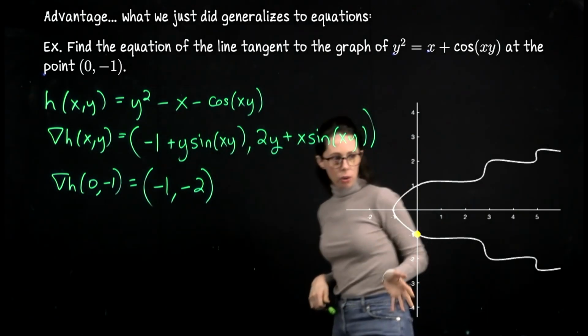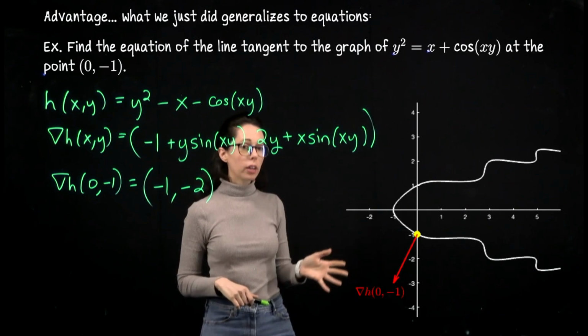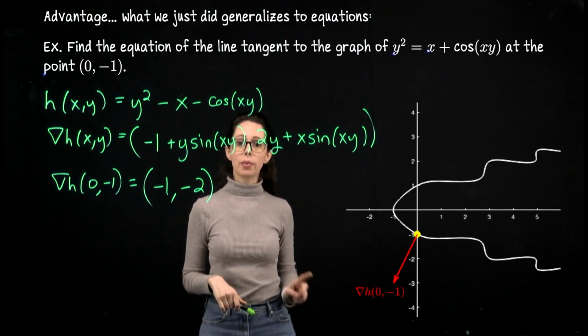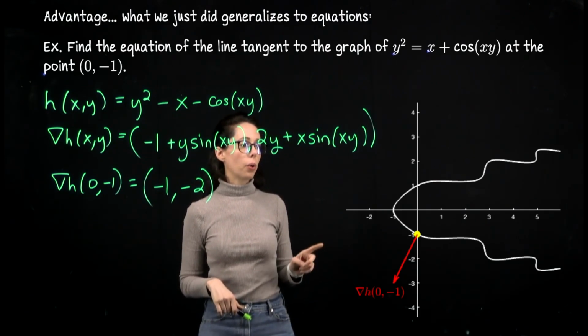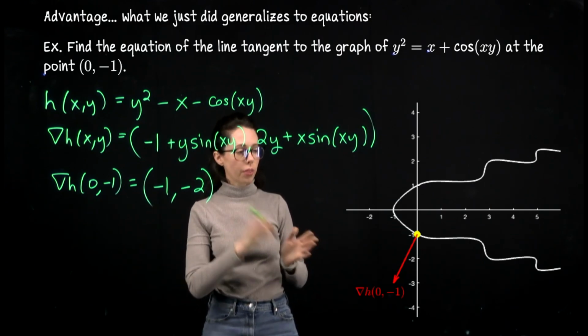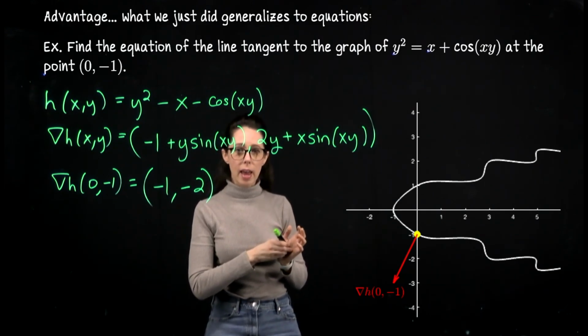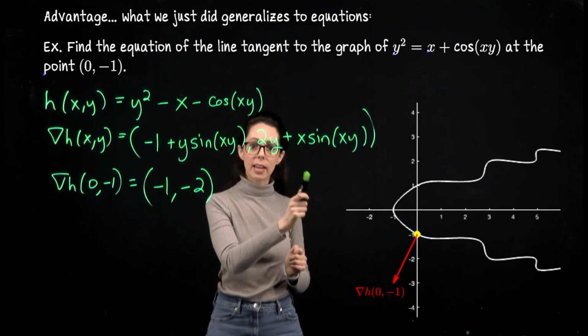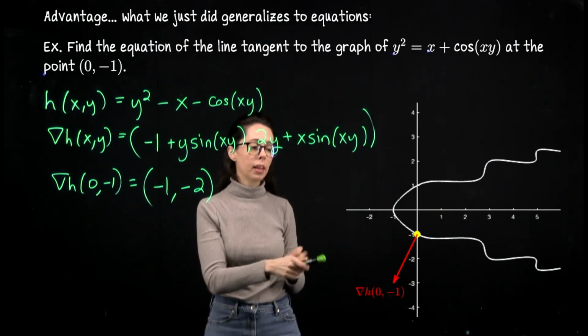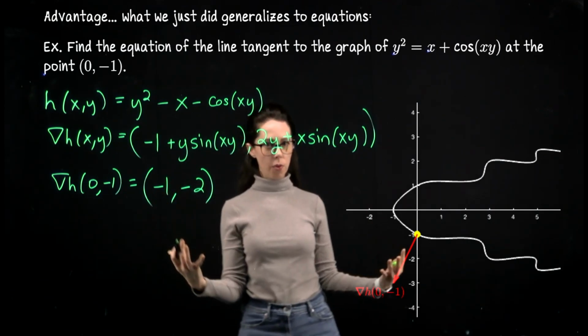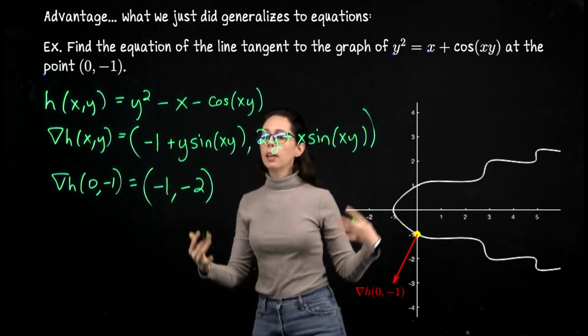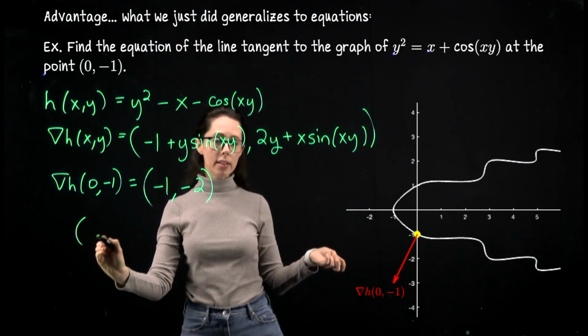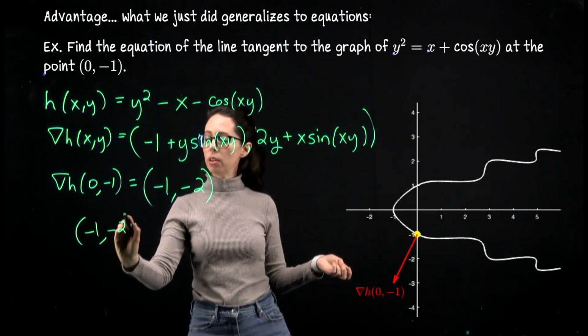This vector, which I'm now going to add to the plot, is orthogonal to the level set. And hopefully you can really see that now in this picture. So this is orthogonal to the level set, so it's going to be orthogonal to the line tangent to this level set at the point (0, -1). We can now use the vector form of a tangent line or plane to write down the equation of that tangent line. So we'll say (-1, -2).